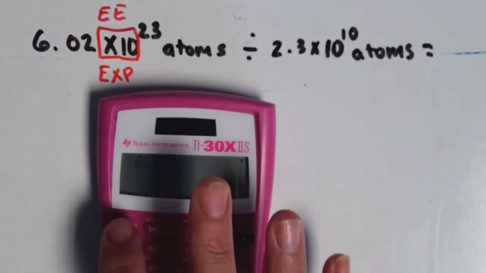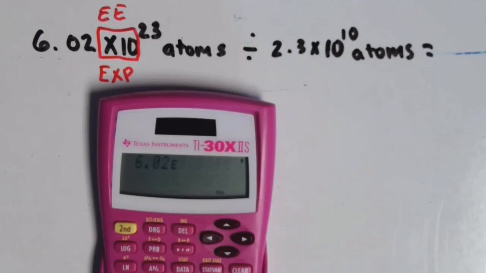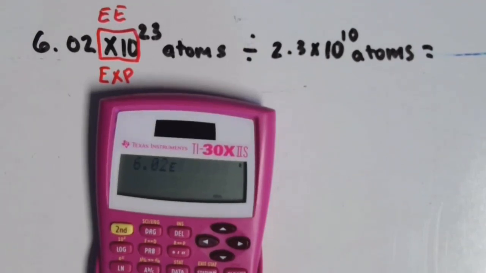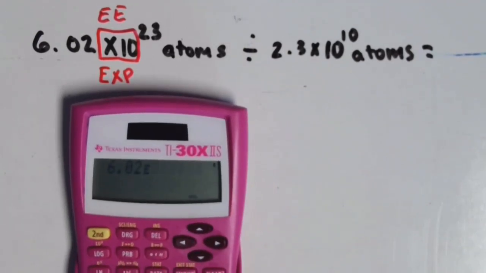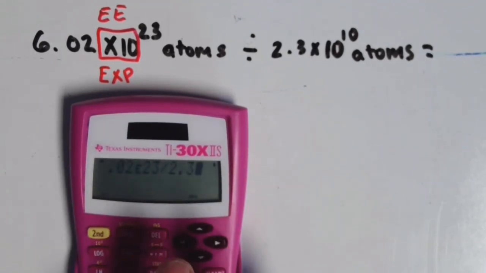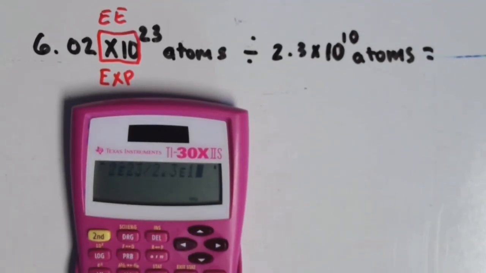So second, EE. And you'll notice it doesn't say times 10, it says E, but that means times 10 to the 23rd. Okay, so that is that number. That's not math, that's just that value. We're going to divide it by 2.3. Again, we don't push times 10 ever. We always just find the exponent button and we raise that to the 10th.